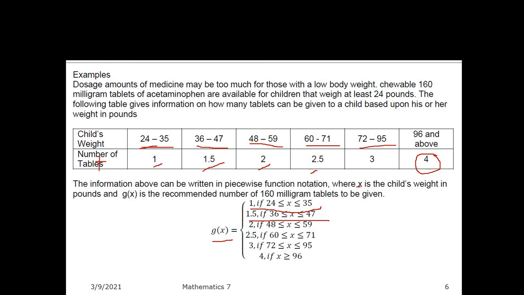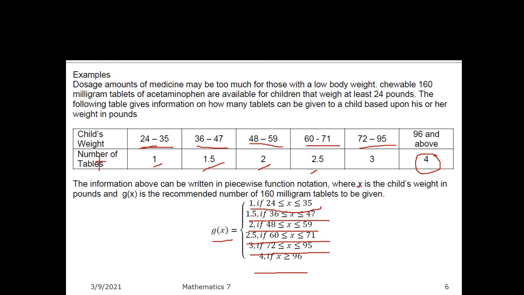2 if 48 to 59, 2.5 if 60 to 71, 3 if 72 to 95, and 4 if it's greater than or equal to 96.